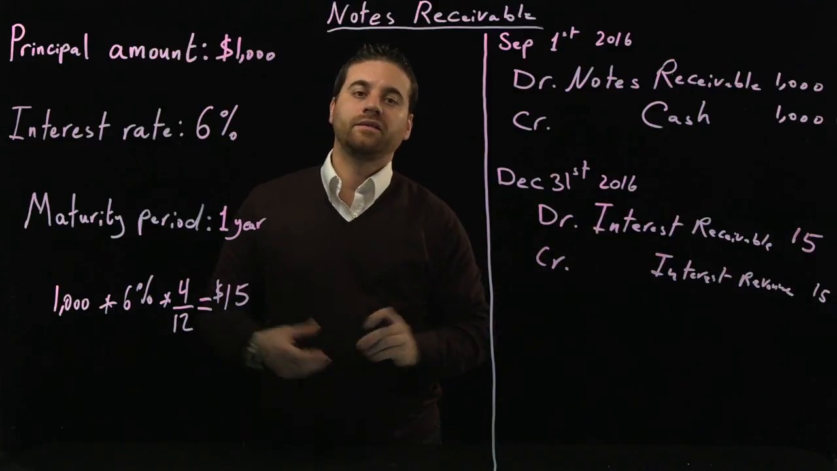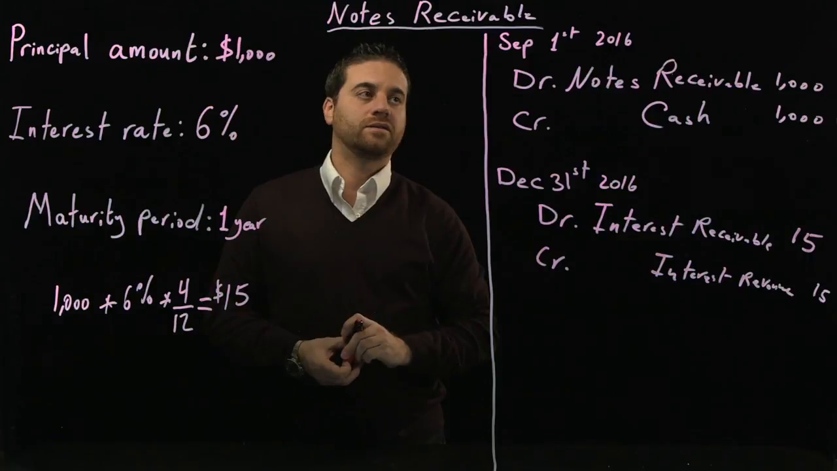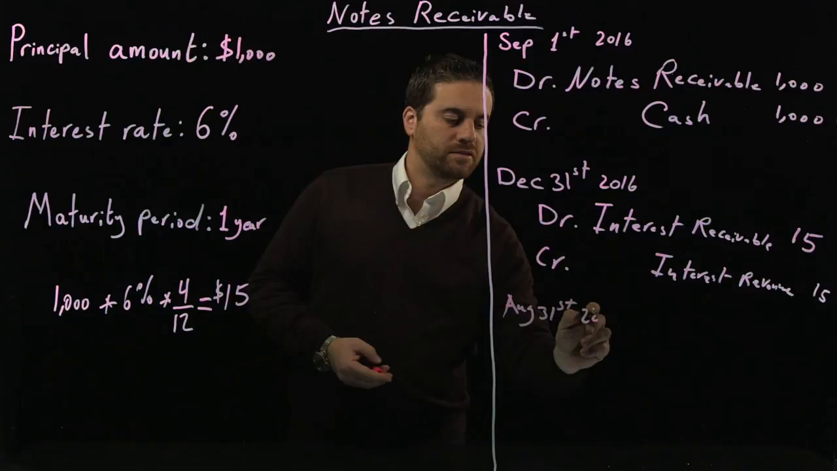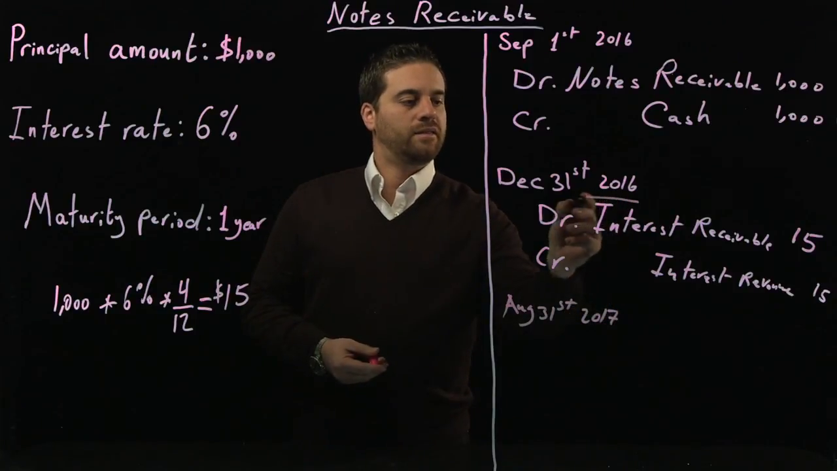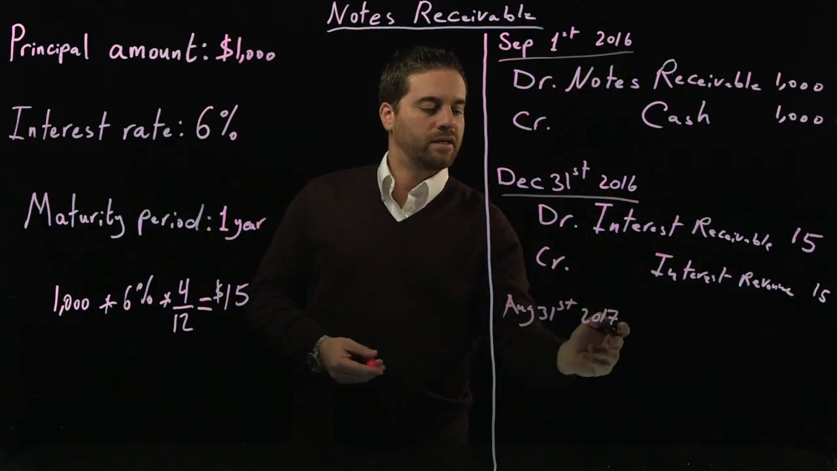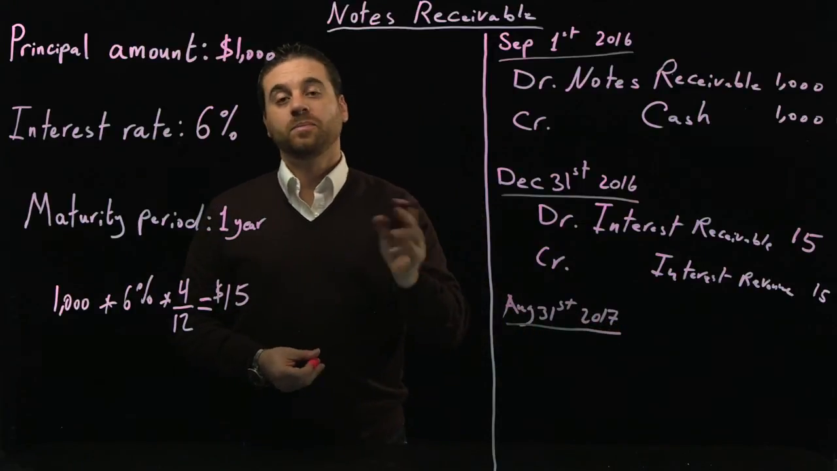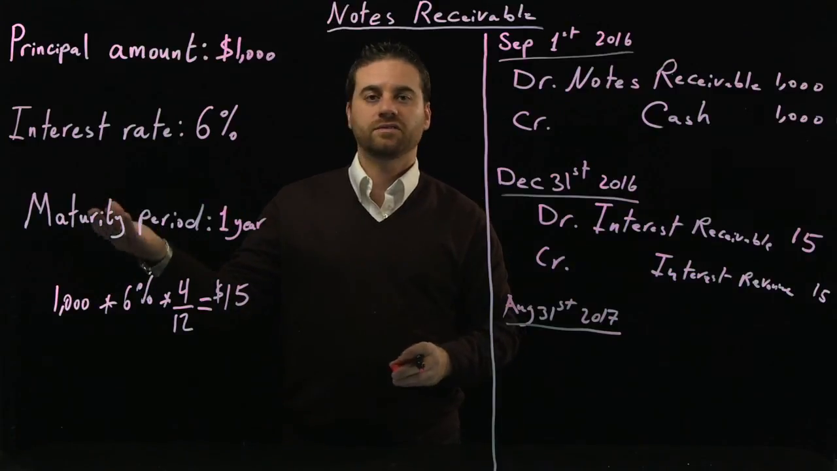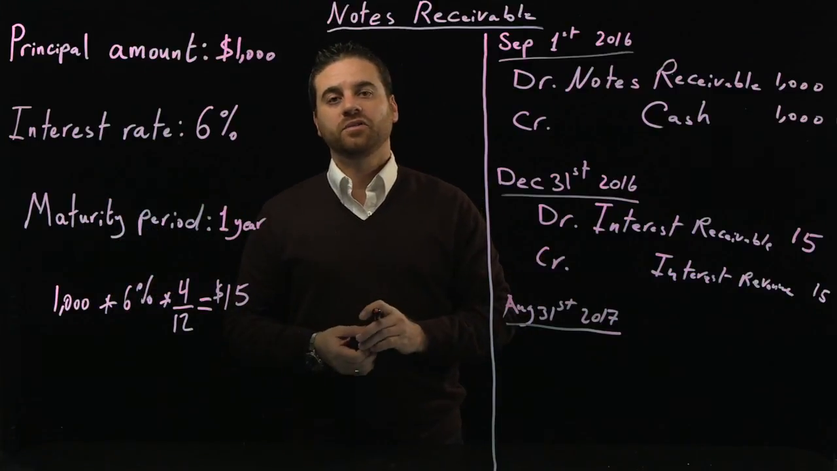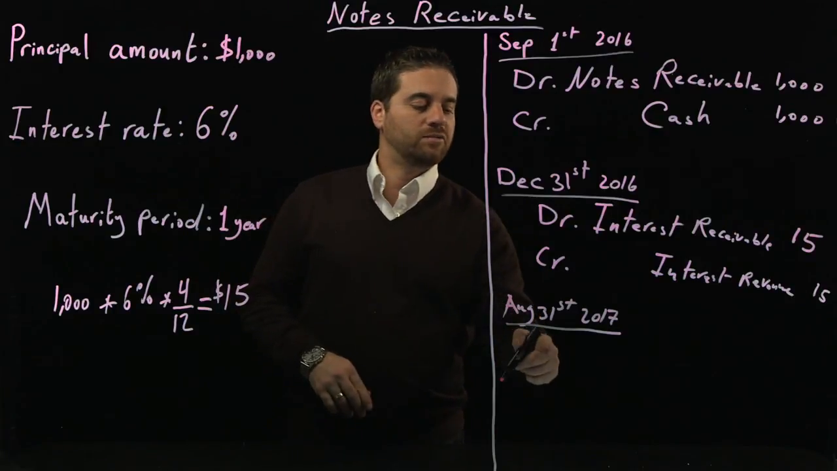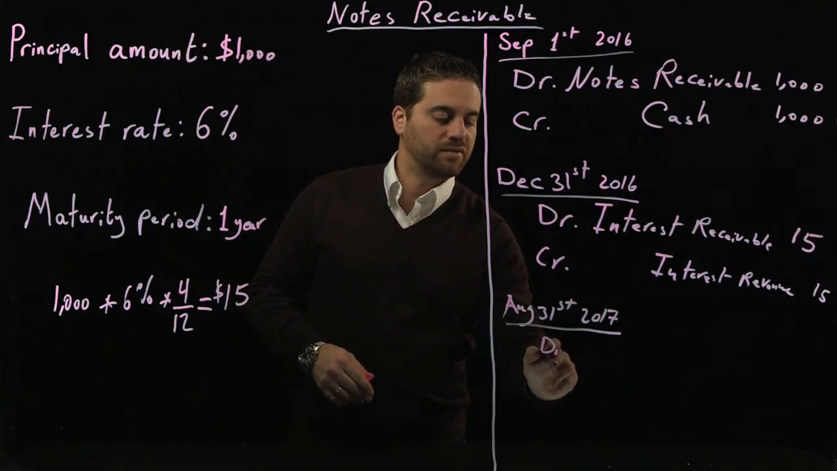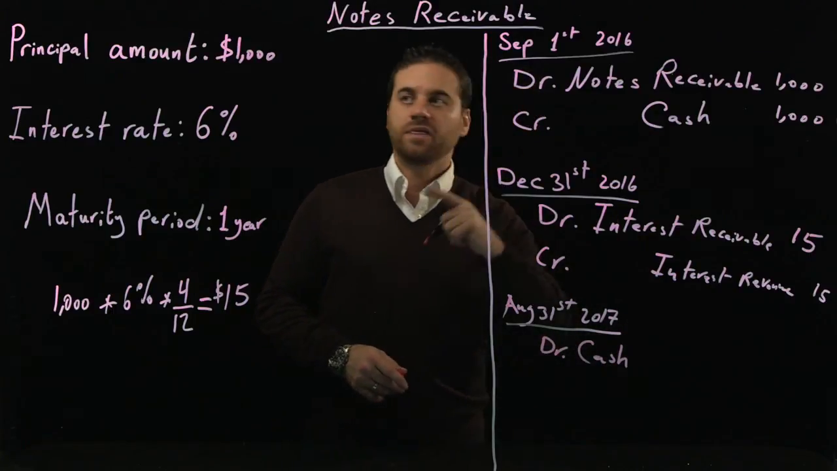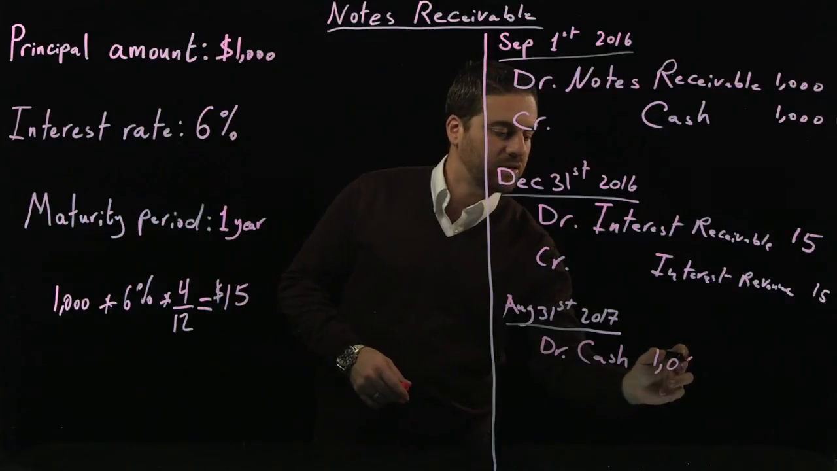And then the day of maturity, which is August 31st, 2017. On that day, the customer has to come back and pay the $1,000 plus the interest. How much interest is he going to pay us? Well, 6% of the $1,000 for 1 year, which is going to be $60 interest. So we have to start with the cash. The cash received on August 31st is going to be the 1,000 plus the 60, so that would be 1,060.